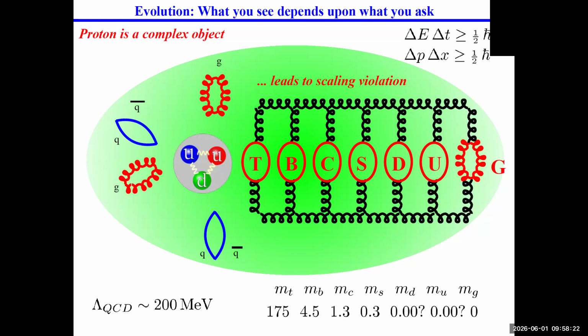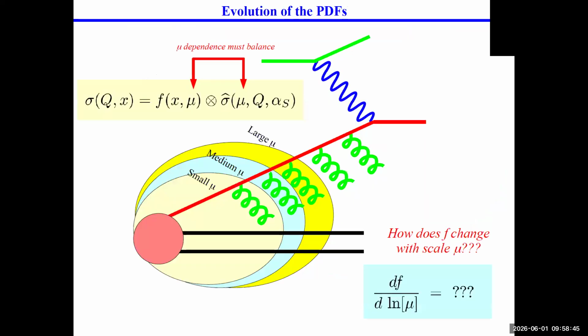So if I look at different scales, I will see different things. If I look at fairly low scales, I'll see lots and lots of gluons, and then if I probe a little more, I'll see up and U bar pairs, D, D bar. And if I probe closely enough, I'll see B and B bar pairs inside the proton, and even T and T bar. It's possible. It's all allowed by the uncertainty principle.